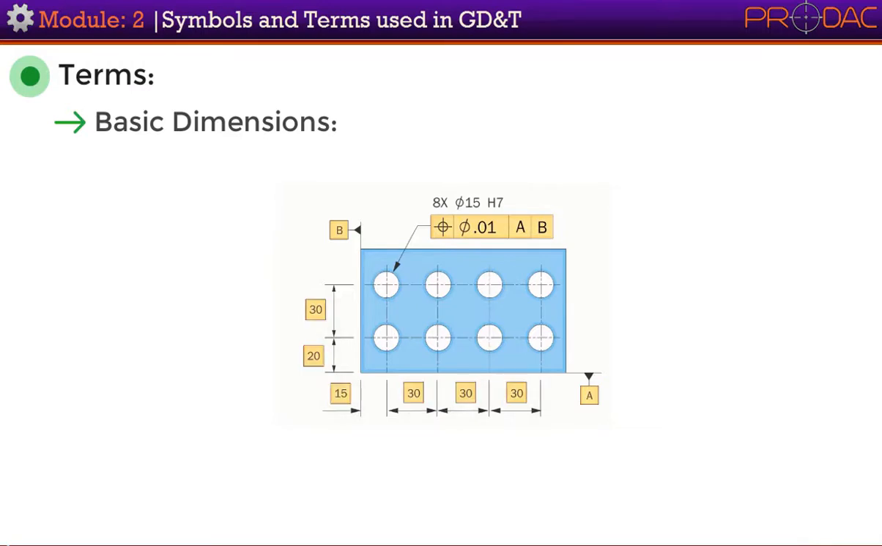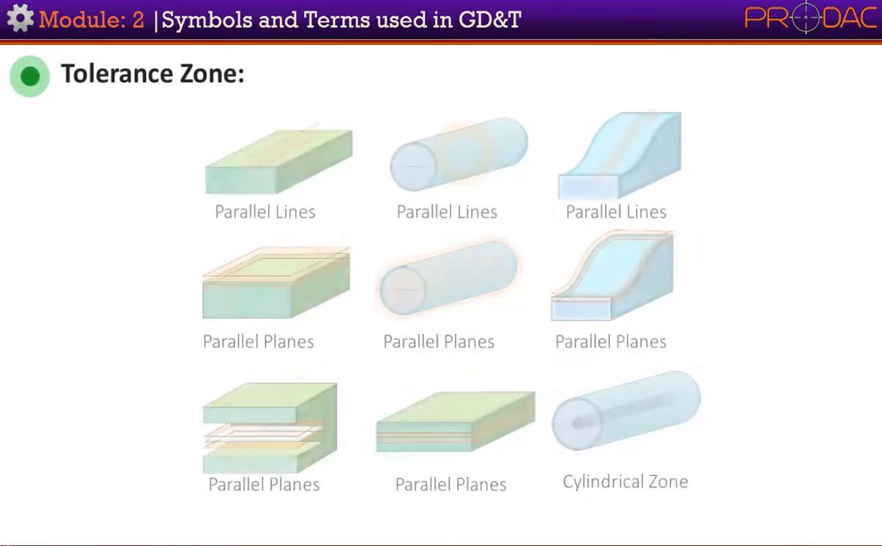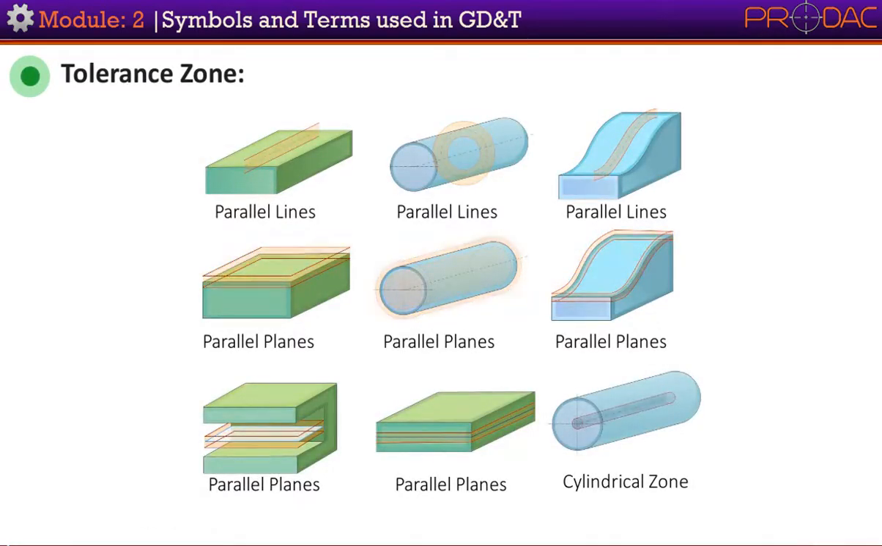For example, in this drawing, the hole position tolerance zone of 0.01 is defined by assigning basic dimensions in x and y directions. Without assigning basic dimensions, the position tolerance zone cannot be defined. Understanding tolerance zone: a tolerance zone is the zone within which a toleranced dimension is restricted to stay. This zone could be defined by parallel lines or parallel planes, or it could be a cylindrical zone.